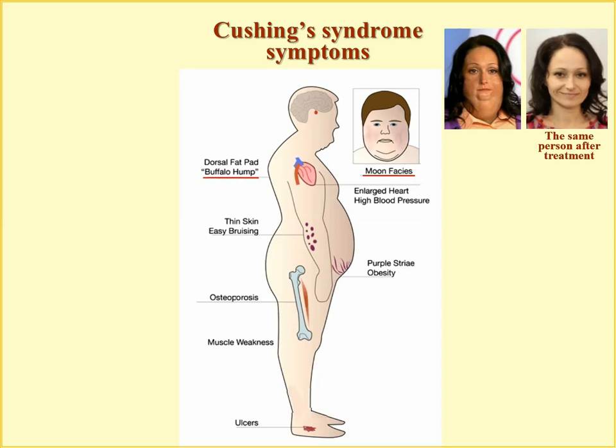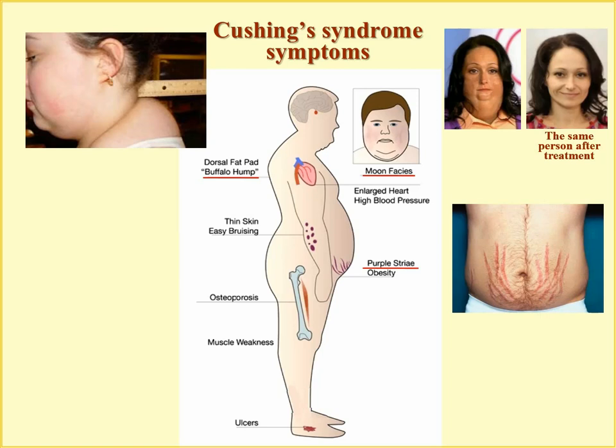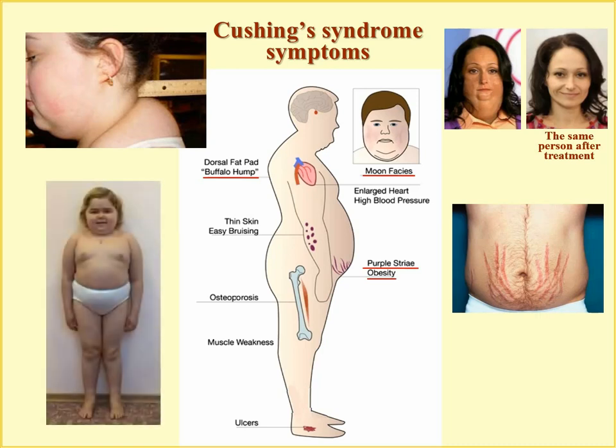Then, buffalo hump can be visible on the skin, but this is an example. The specific fat deposition beneath the neck, on the posterior, on the back. And then, purple striae. You see they are bright in color. Some pictures are even worse, but I didn't want to show you this. But they are clearly different from the stretch marks of normal, healthy skin. Obesity develops even in treated patients. It's hard to prevent.